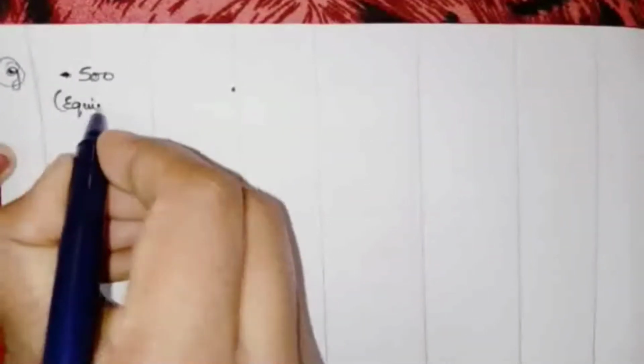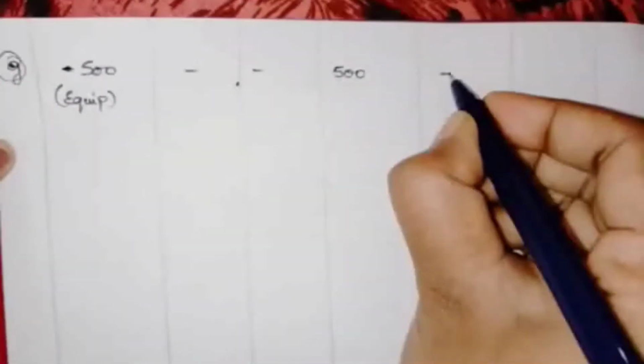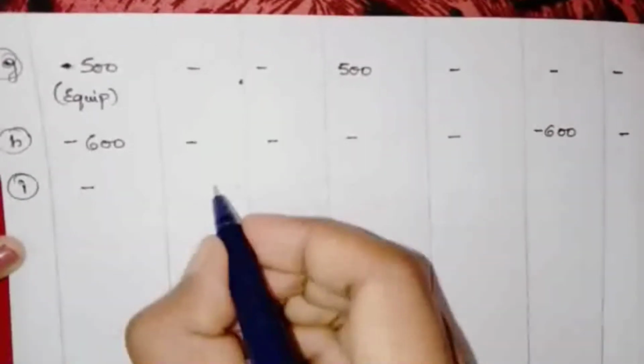Next, purchased equipment for cash, that is 500. Cash purchase, equipment, deduct the cash and add 500 to the equipment column. Next is paid to the creditor 600. Cash paid, so deduct the cash and deduct the liability of creditors by 600 rupees.